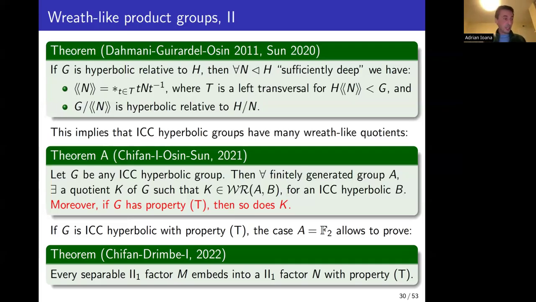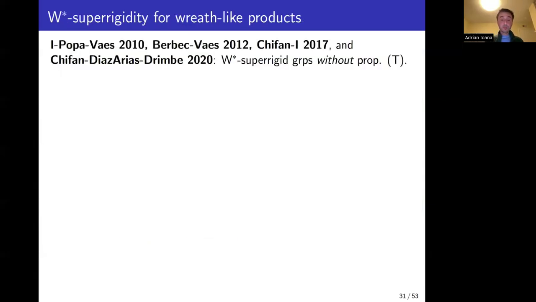All right, so before I move on to the next page, the takeaway from this page is that there are lots of Wreath-like products with property T, and in fact, lots of Wreath-like products with property T that have A, B arbitrary finitely generated and B ICC hyperbolic. Okay, so the next thing to tell you about is that a lot of these groups are W star superrigid.